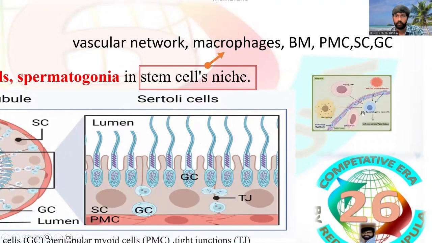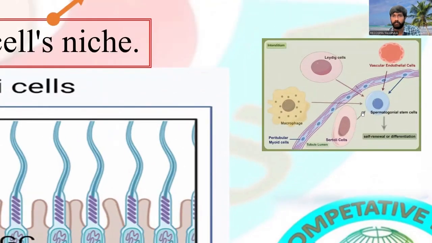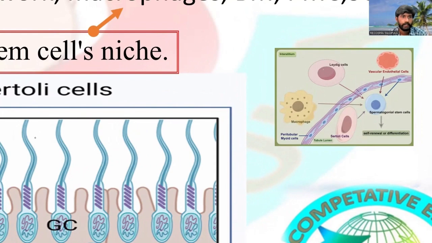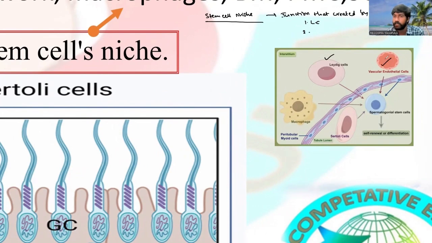Stem cell niche. I will enlarge this a little bit. See, the stem cell niche is the junction that is created by: 1. Leydig cells, 2. Vascular endothelial cells, nothing but blood capillaries. Third one, immunocompetent cells. Next, 4th one, Sertoli cells, somatic cells of the seminiferous tubule.